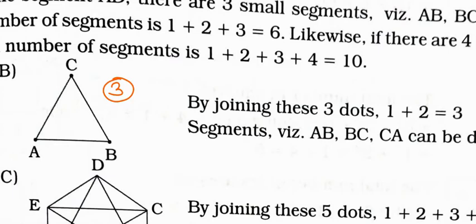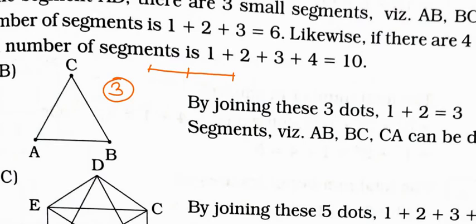What do you mean by non-collinear? If three points do not lie in a straight line, then they are called non-collinear points. And if any 3 points lie in a straight line, meaning in one line, then those points are known as collinear points. Remember this.